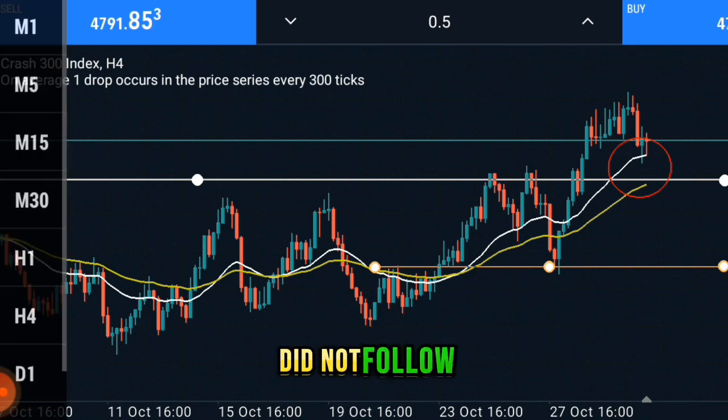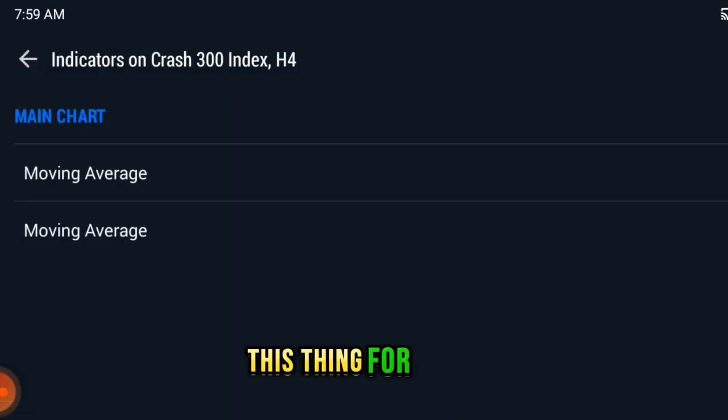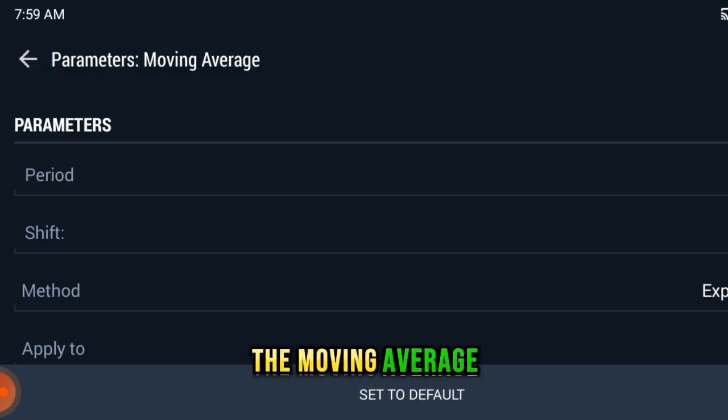For those who did not follow the time I drop this thing, for those who always rush, the moving average we have is 25. That is the moving average.